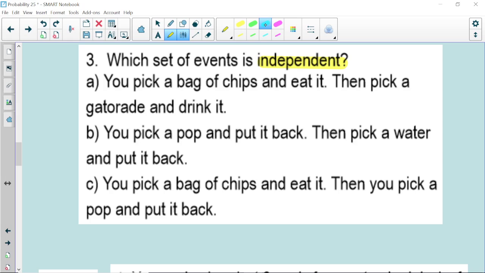Why is this one dependent? You're not putting anything back. You're eating the chips. So there's no more chips to choose from when you go to do your second event. Like Desmond goes, picks up chips. Now there's no more chips for Desmond to pick for the second event. So now Desmond has to take the Gatorade. So that's dependent. This is not what we want.